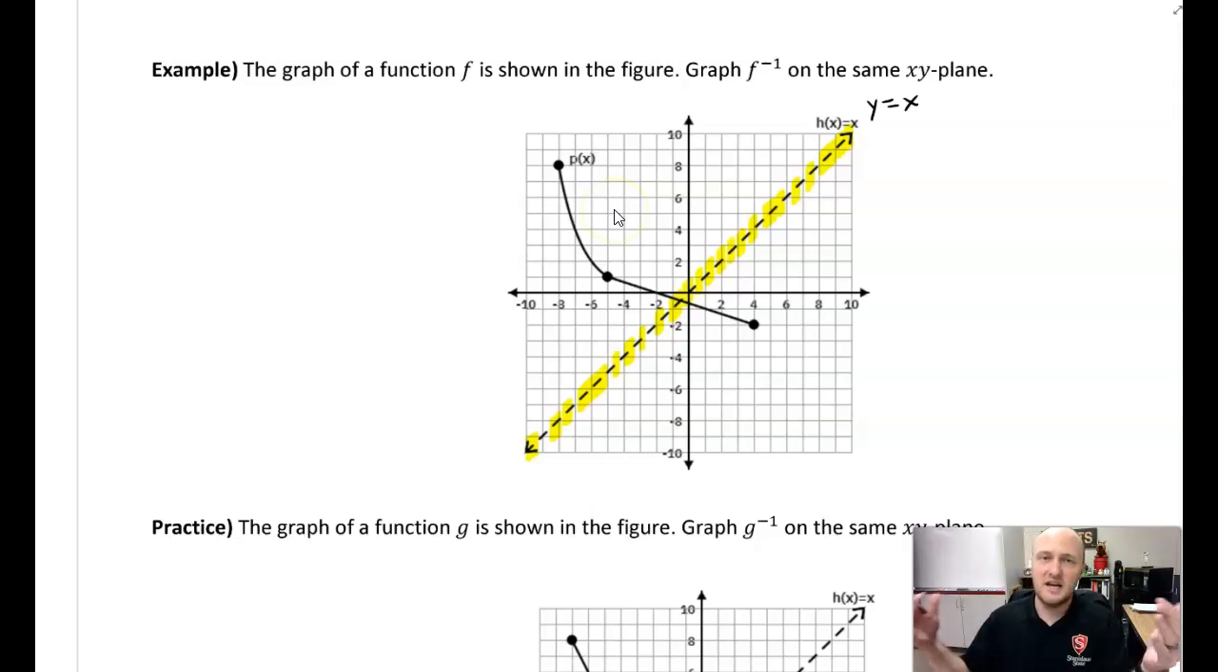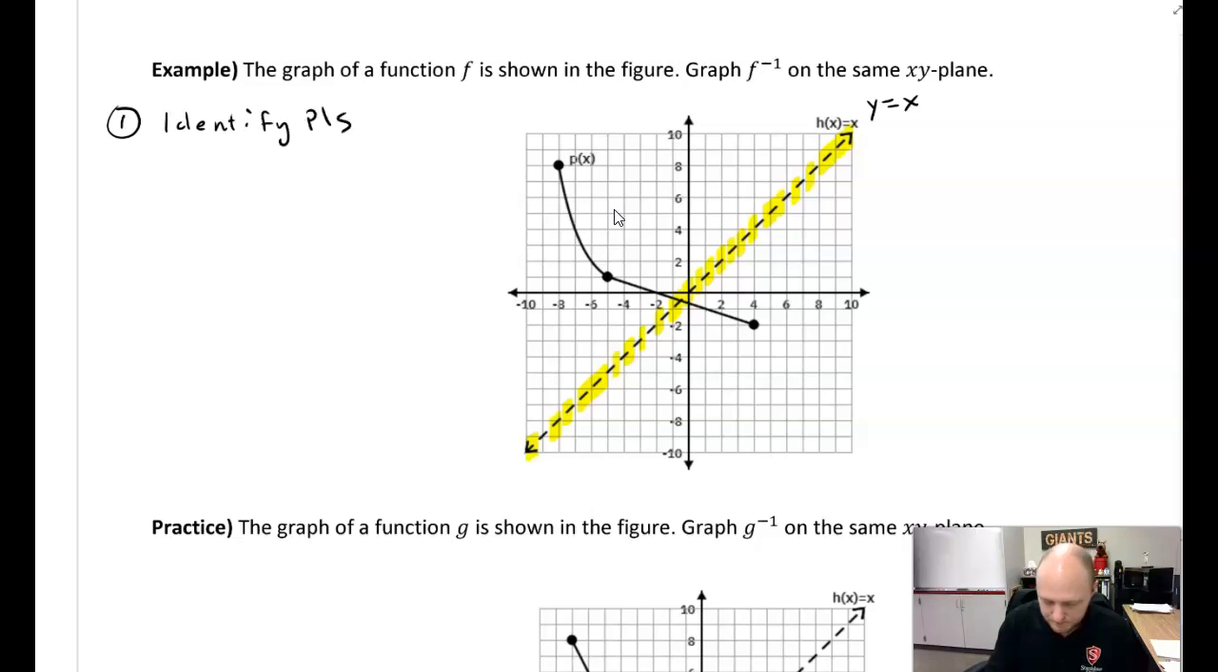As well as anytime your functions intersect, they should intersect on that line where the x and the y values are the same. So let me go ahead and show you how we're going to graph inverses. You can go ahead and identify the points. And then we're going to switch our points.